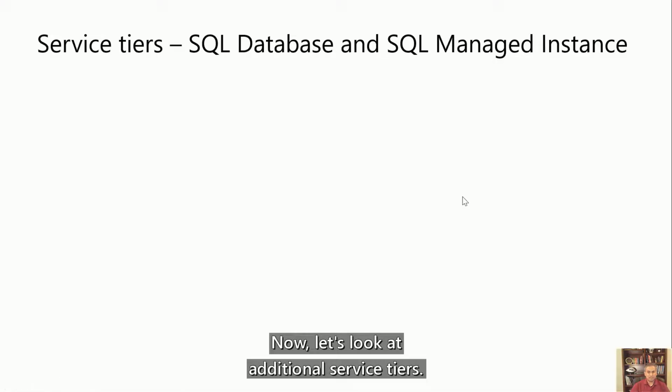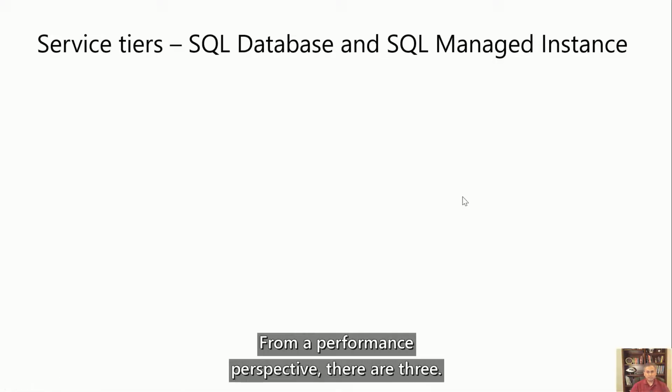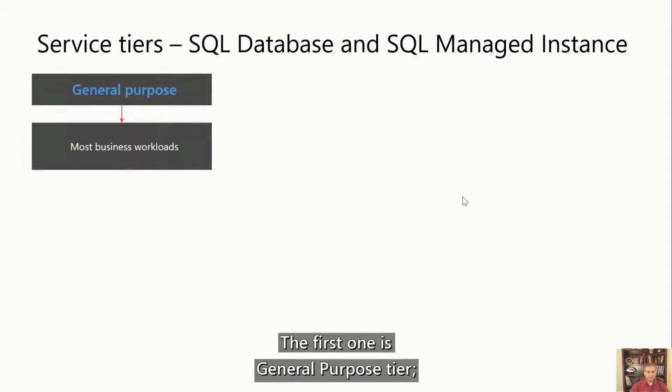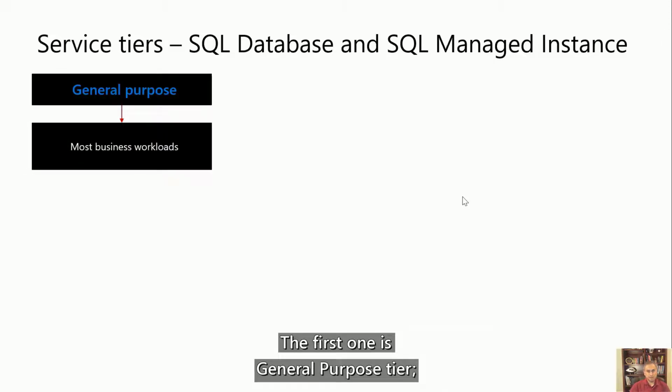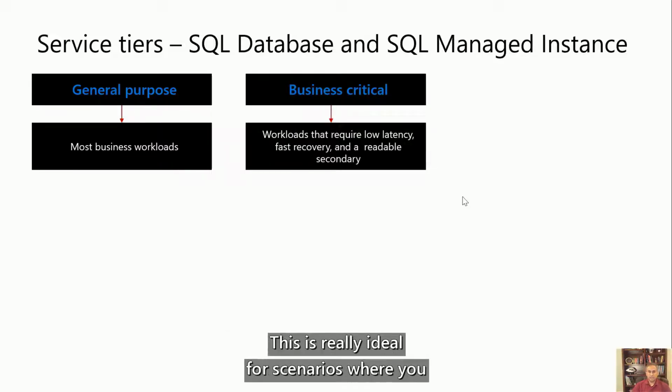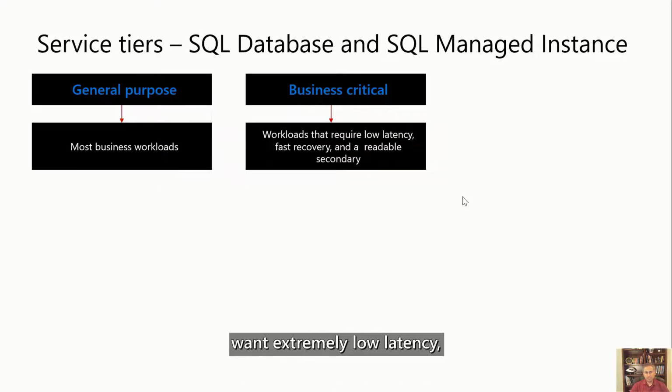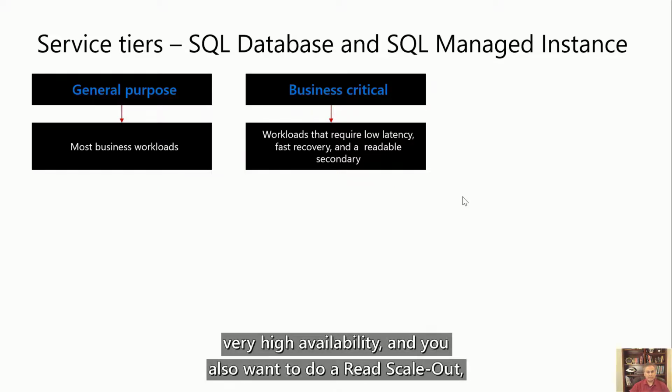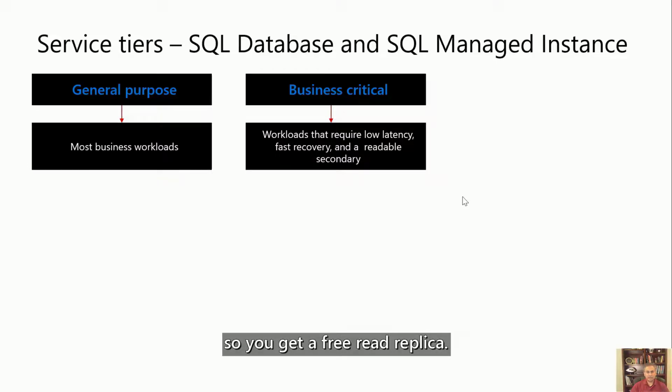Now, let's look at additional service tiers. So from a performance perspective, there are three. The first one is general purpose tier. It's very suitable for most business workloads. And the other one is the business critical tier. This is really ideal for scenarios where you want extremely low latency, very high availability, and you also want to do a read scale out, so you get a free read replica.